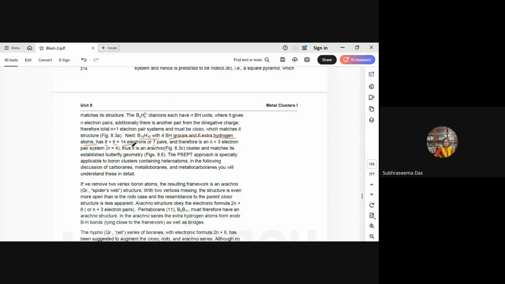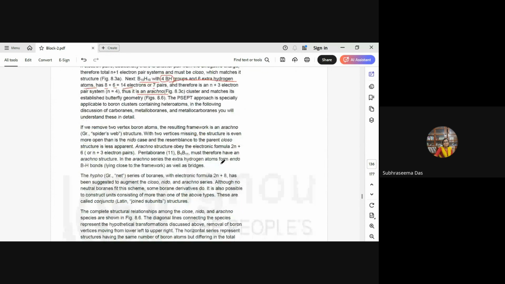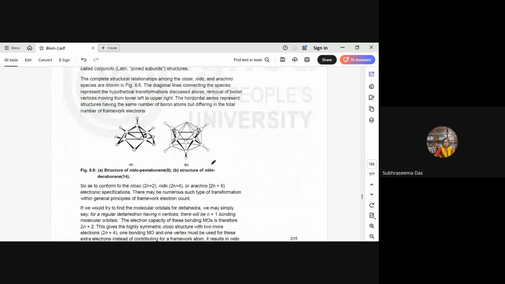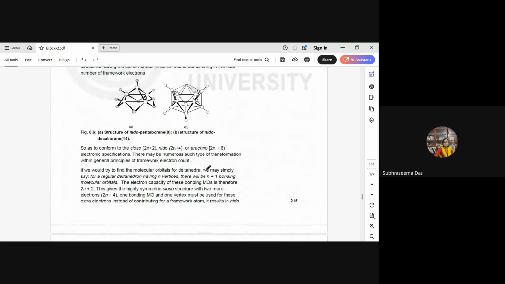So for this particular system, this is an n plus 3 pair system, because here n is equal to 4. We see here n is equal to 4 and it forms an arachno structure. So this is how we apply Wade's rules to understand the different structures of boranes.